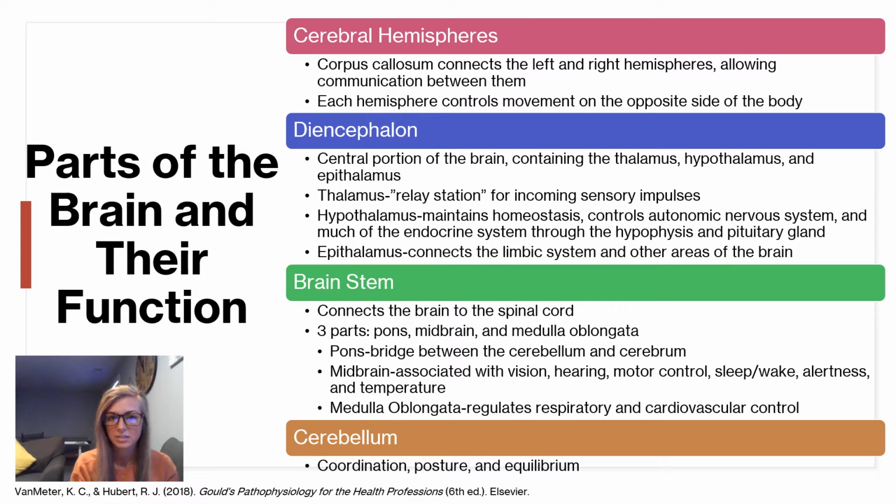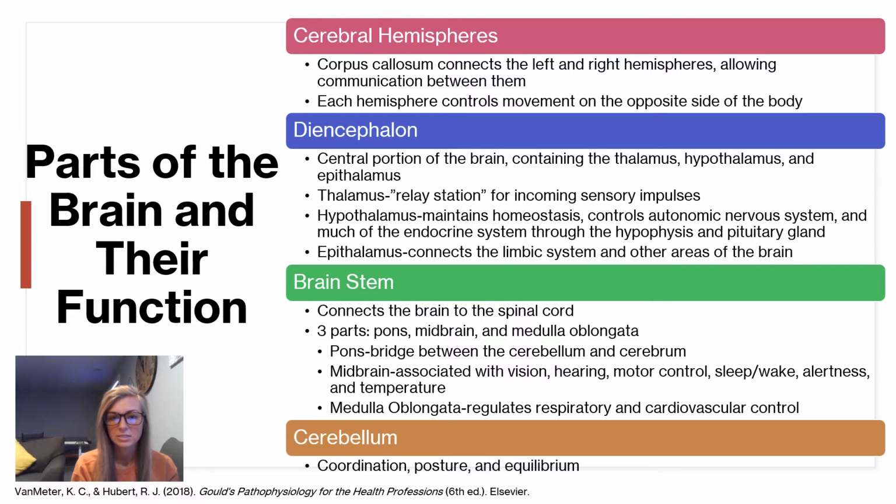The diencephalon is the central portion of the brain containing the thalamus, hypothalamus, and epithalamus. The thalamus is like the relay station for incoming sensory impulses. And then the hypothalamus is what maintains homeostasis throughout your body. It controls the autonomic nervous system and much of the endocrine system as well. The epithalamus connects the limbic system and the other areas of the brain.